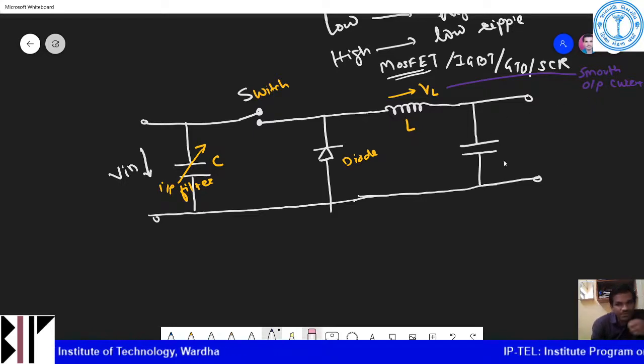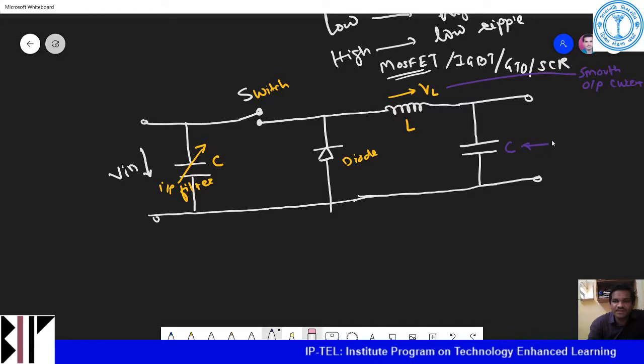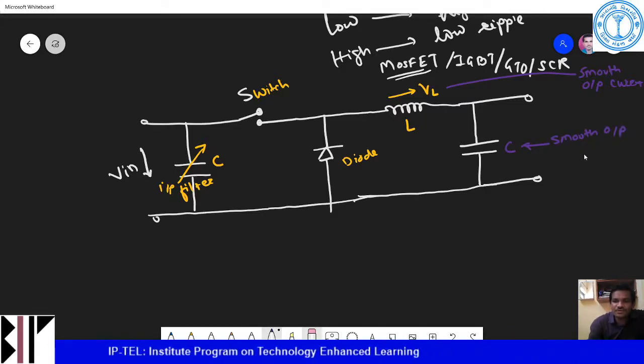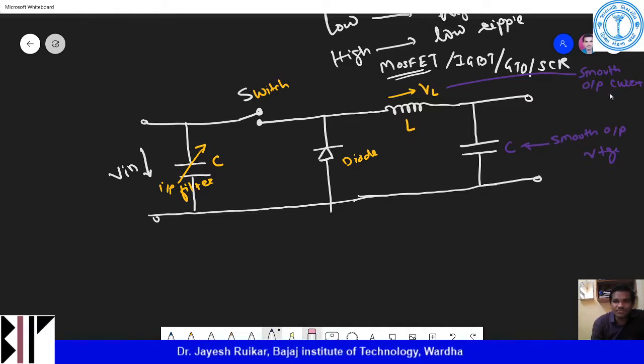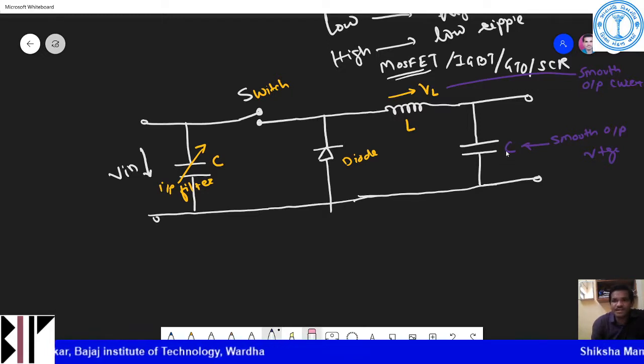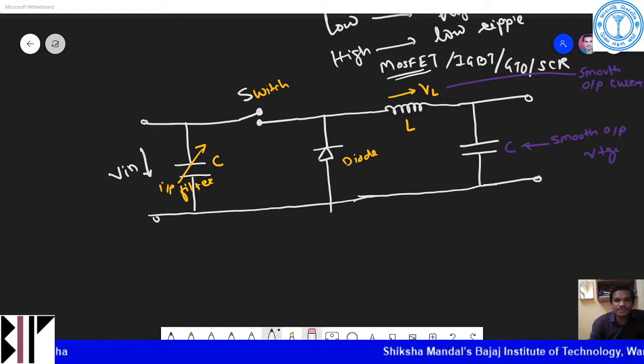What is the use of this capacitor? The use of this capacitor is in order to get a smooth output voltage. This capacitor helps in filtering the input. Then this is the switch, this is the inductor. The value of inductor depends upon what smooth output current is needed, so it will help in getting the smooth output current. This capacitor helps in getting the smooth output voltage. Okay, is that clear?